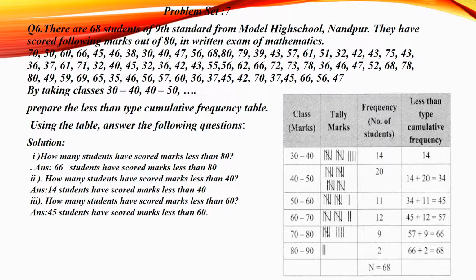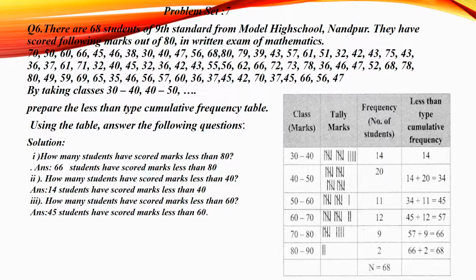Let us make the cumulative frequency table from the marks given in the question. The classes are 30 to 40, 40 to 50, 50 to 60, 60 to 70, 70 to 80, 80 to 90, as given in the question. The tally marks from 30 to 40 are 14, so the frequency is 14. Tally marks in the class 40 to 50 is 20. 50 to 60, the tally marks are 11. From 60 to 70, the tally marks are 12.